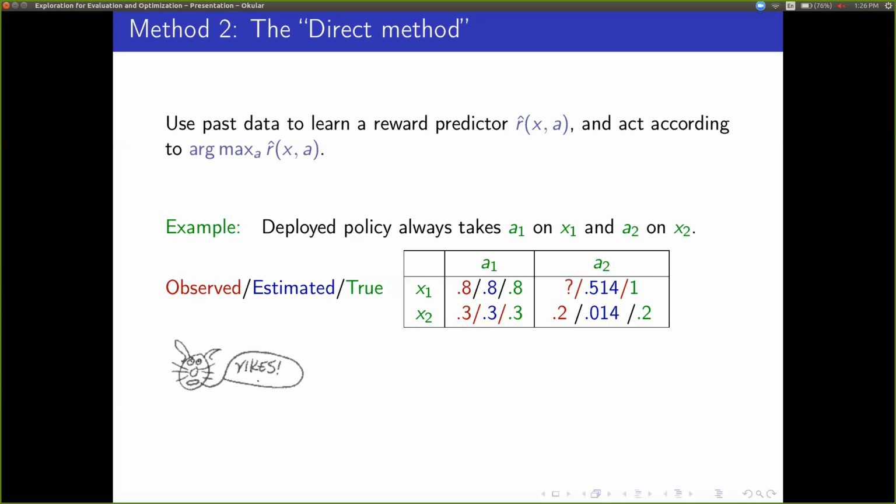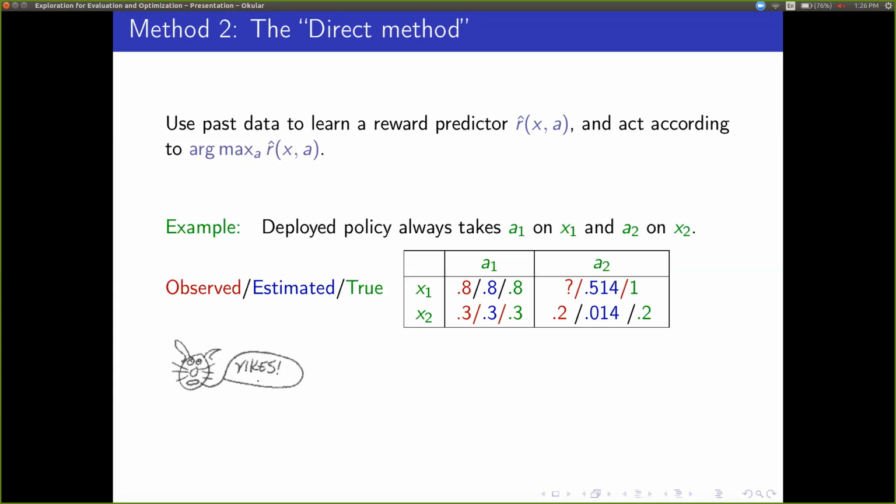So the core issue is that you don't have the information you need to learn. You never observed what happened when you played A2 on X1, and so you never build a policy which could take advantage of that. Okay, are there questions about this example?